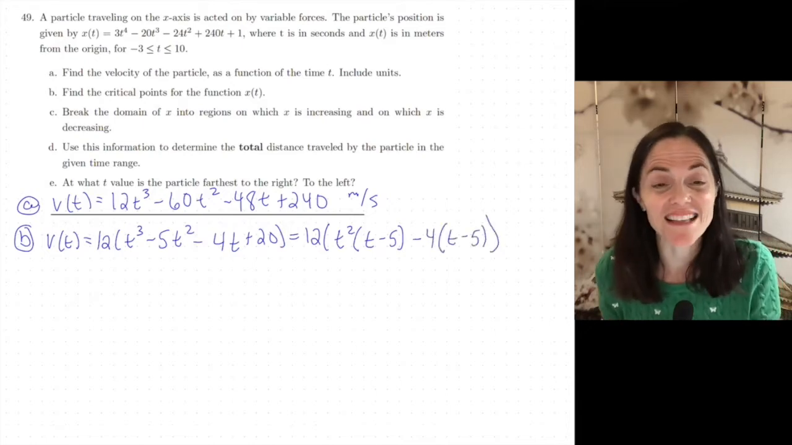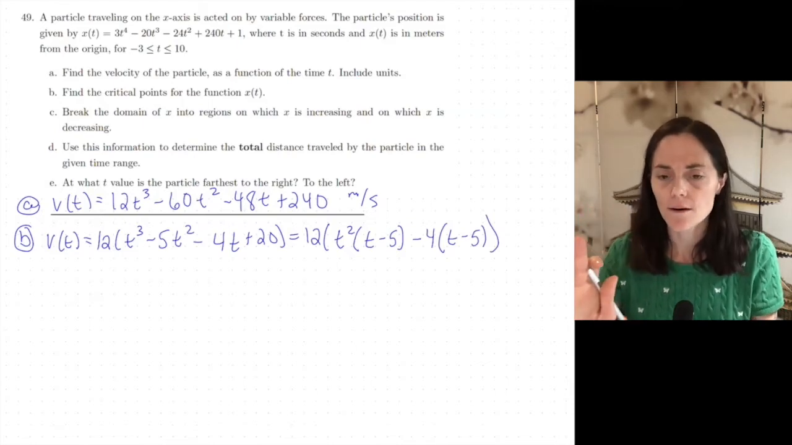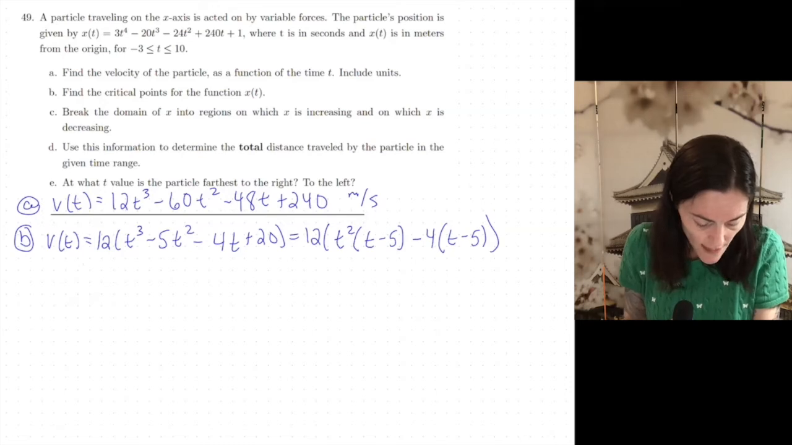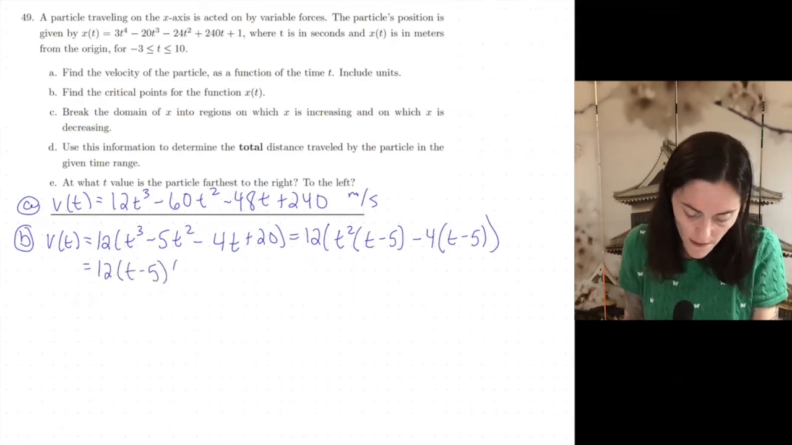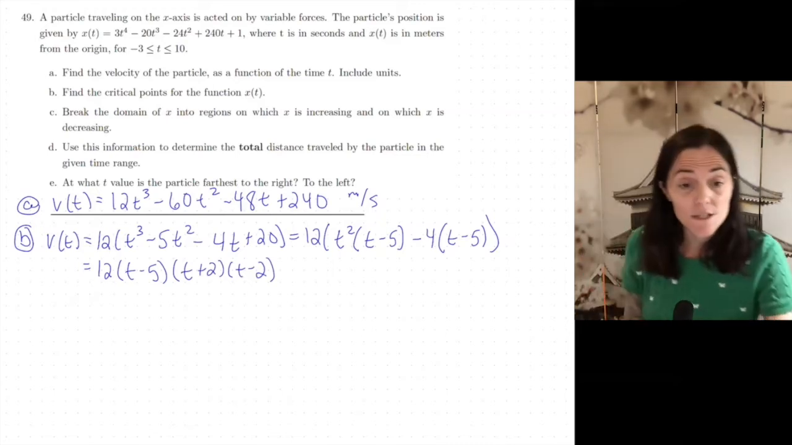And this is when we realize that this was the right way to go about it, because here, you see, now I can factor out a t minus 5. So I have 12, I have t minus 5, and then I have t squared minus 4, which is t plus 2 and t minus 2. Now I have the derivative factored.